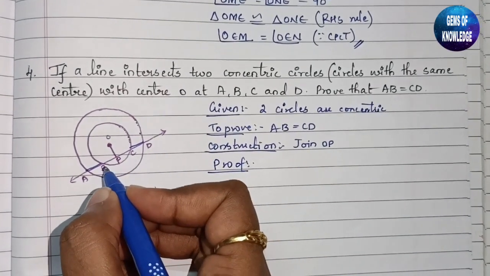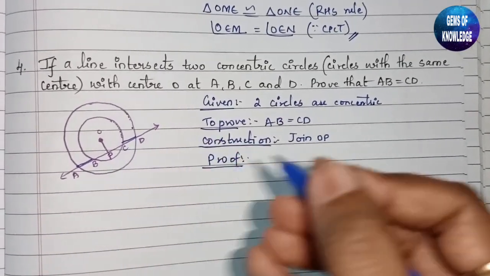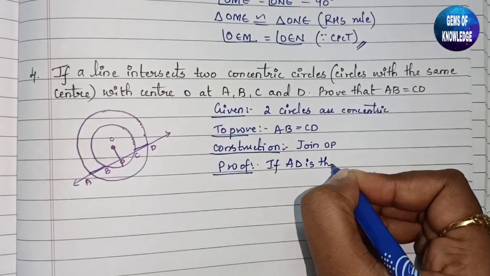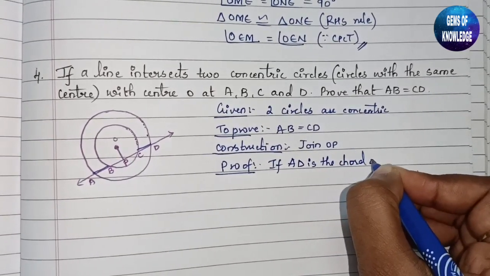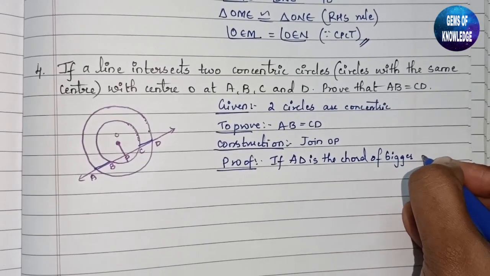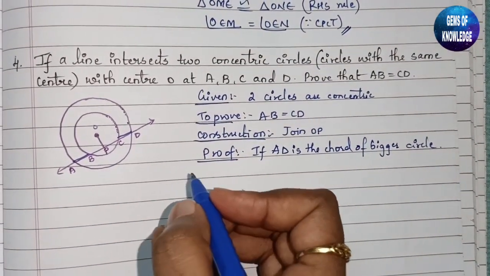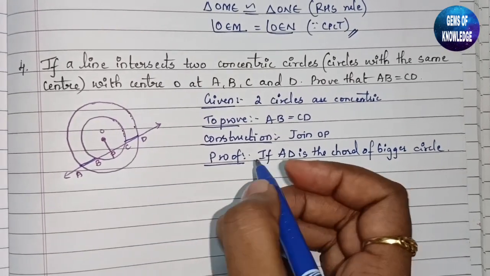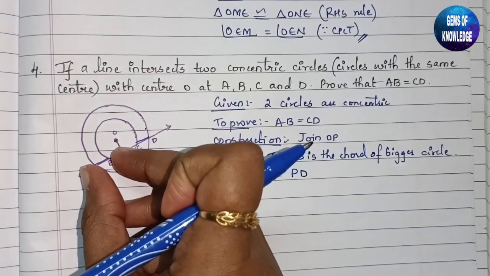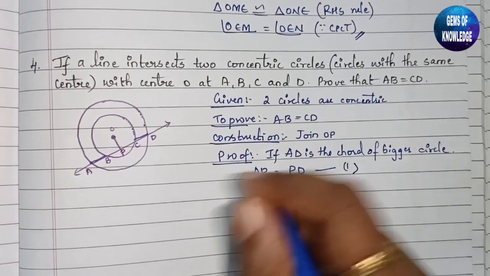In the proof, we know that if we consider AD as the chord of the bigger circle, then we can say that AP is equal to PD. As you can see, this AP is equal to PD. We will consider this as equation 1.